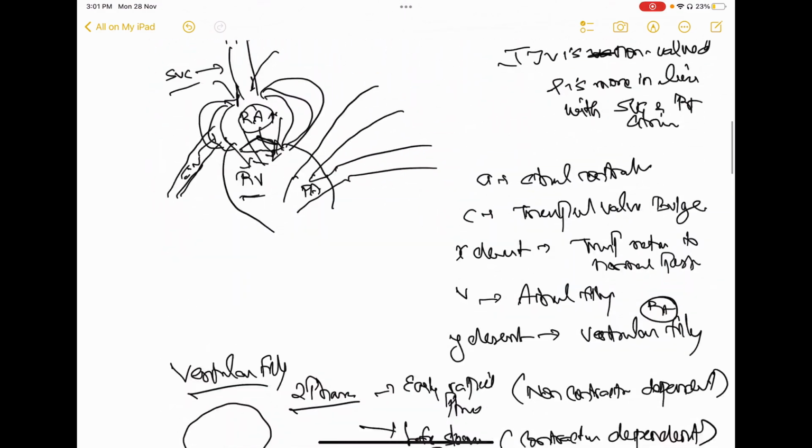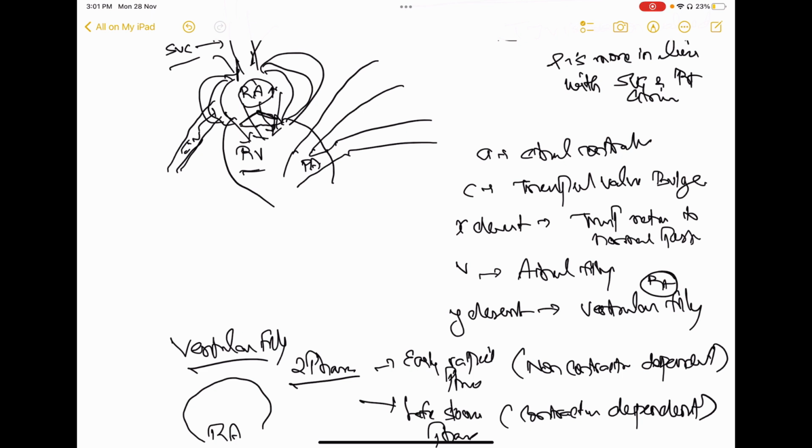To recap, I would just like to make one final point. The A wave is due to atrial contraction, the C wave is due to the tricuspid valve bulging into the right atrium as the ventricle contracts, the X descent is as the tricuspid valve comes back to its normal position from the bulged position, the V wave is due to atrial filling, and the Y descent is due to ventricular filling.